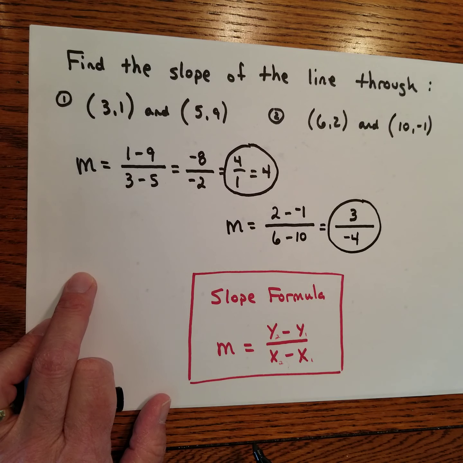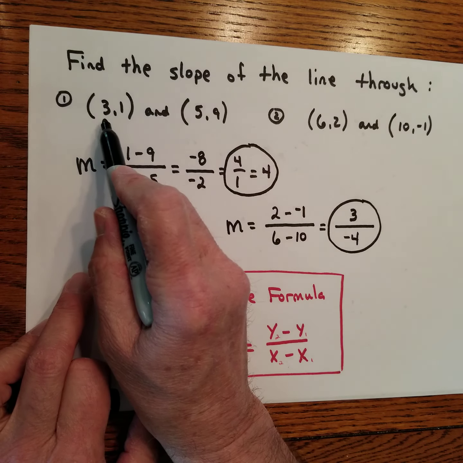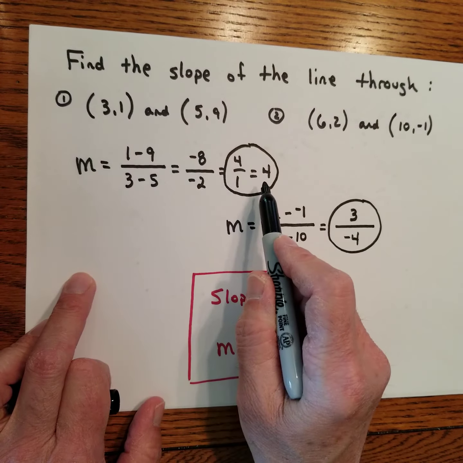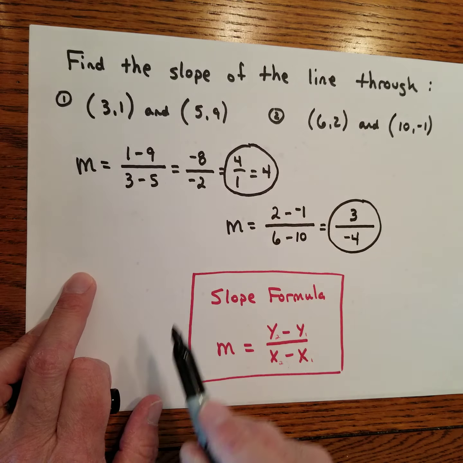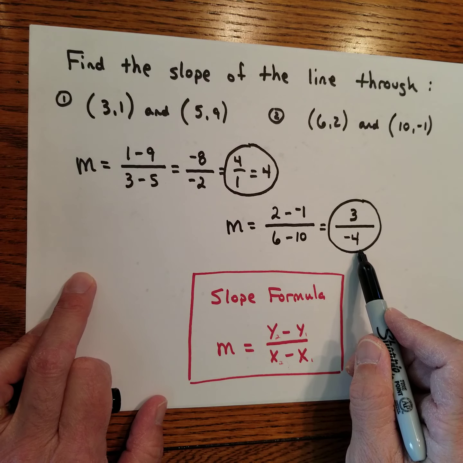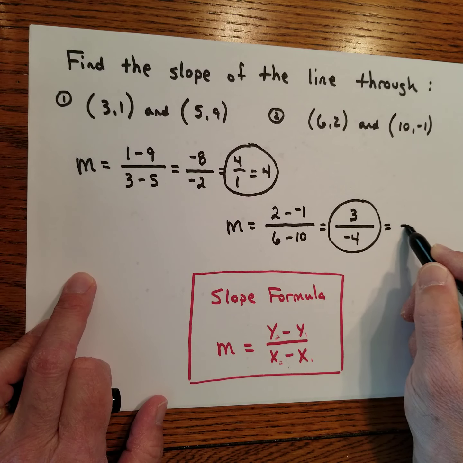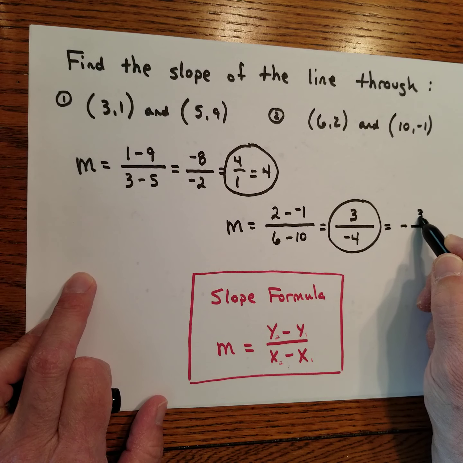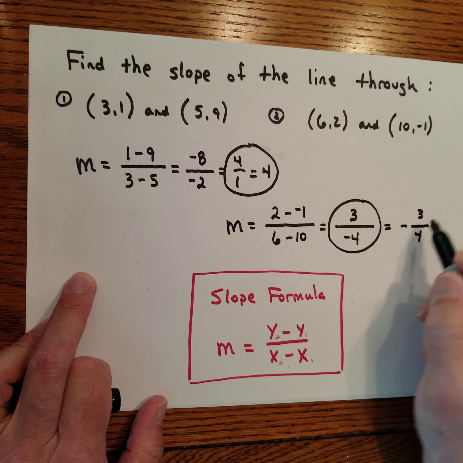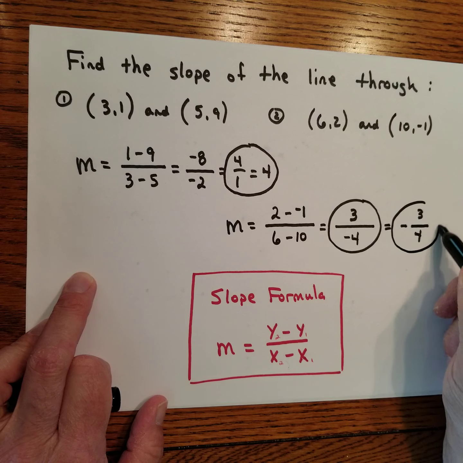Now, just looking at these numbers, I can tell that the line that passes through these points is an uphill line. That's positive. While the line that passes through these points is a downhill line, because that's negative. Might have been better to put that negative out front, showing that it's a downhill line.